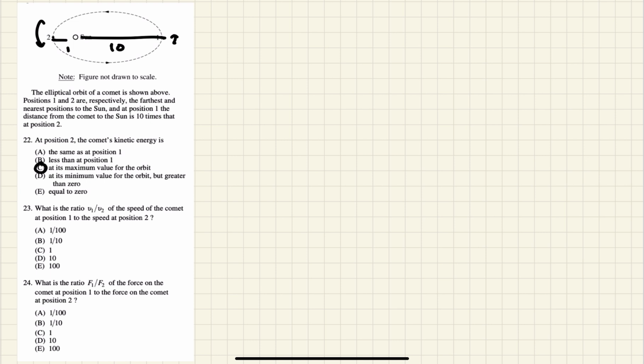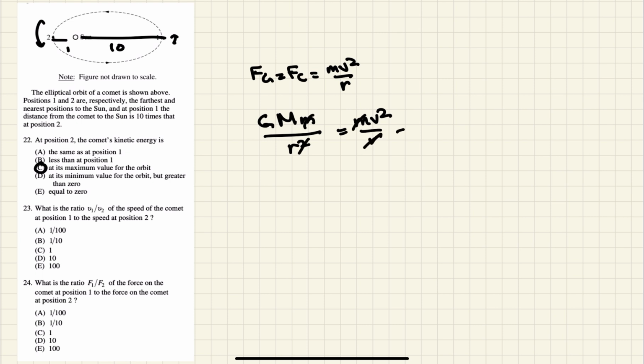23, what's the ratio of speeds? Well, there's a few ways we can do that. I'm going to use the circular motion, in quotation marks, formula, which is just that Fg is equal to Fc, which is equal to mv squared over r. The formula for gravitational force is GMm, so I'm going to just use capital M for the sun and lowercase m for the comet, over r squared, is equal to mv squared over r. The m's cancel nicely. One of the r's cancels with the other, and you're left with GM over r is equal to v squared. And so v is equal to the square root of GM over r.